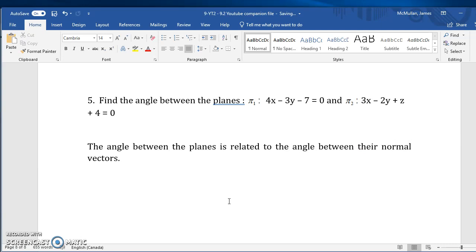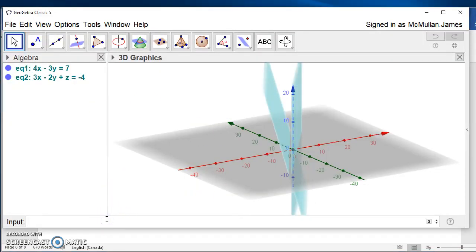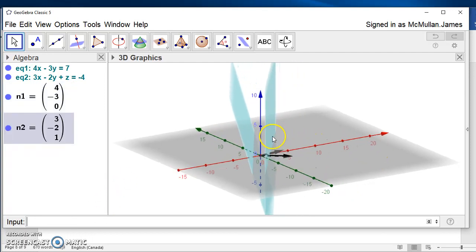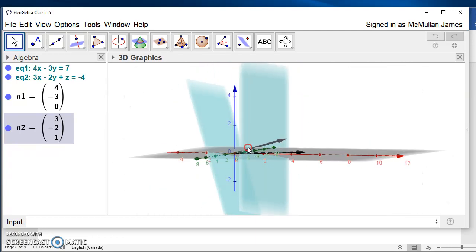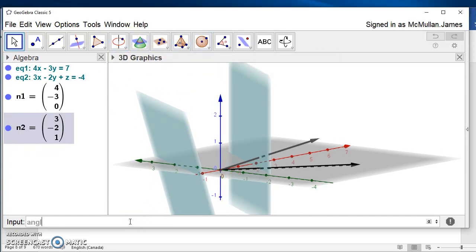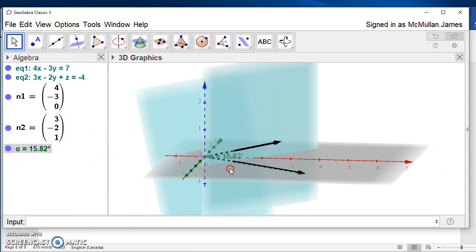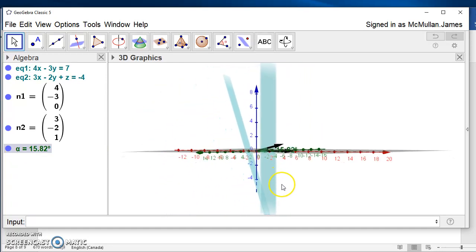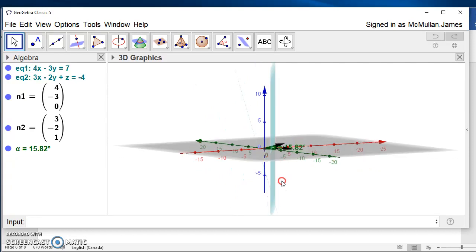Essentially we're going to define the angle between a pair of planes as equal to that of their normals. For example here, normal 1 is going to be (4, negative 3, 0). Normal 2 is going to be (3, negative 2, 1). If we take the angle between those two vectors, which we can get pretty easily, I'll just have GeoGebra do it, but I'll do it by hand afterward. You see it gives an angle of 15.82 degrees between those two vectors, which corresponds to the angle here.